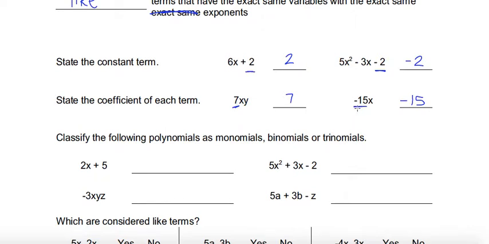And we also looked at classifying polynomials. A monomial has one term, a binomial has two terms, and a trinomial has three terms. When we're classifying these polynomials, our first one has 1, 2 terms, so it's a binomial. The terms have to be separated by an addition or a subtraction sign. This one only has one term. There are no addition or subtraction signs separating these terms, so this is a monomial.